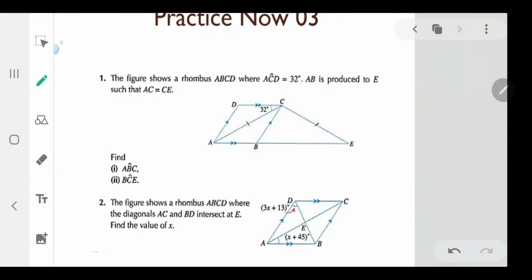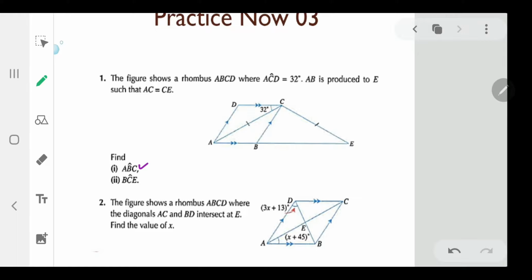Bismillahir Rahmanir Rahim. Practice now 3. In this question, we are going to find out A, B, C. The first part is that we have to find out the value of A, B, C.